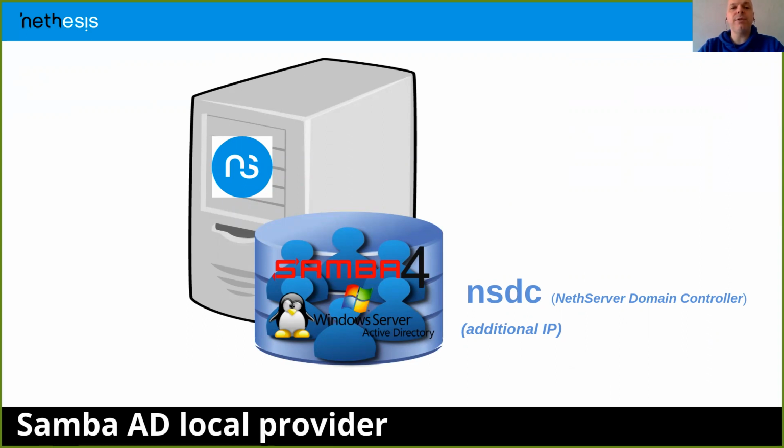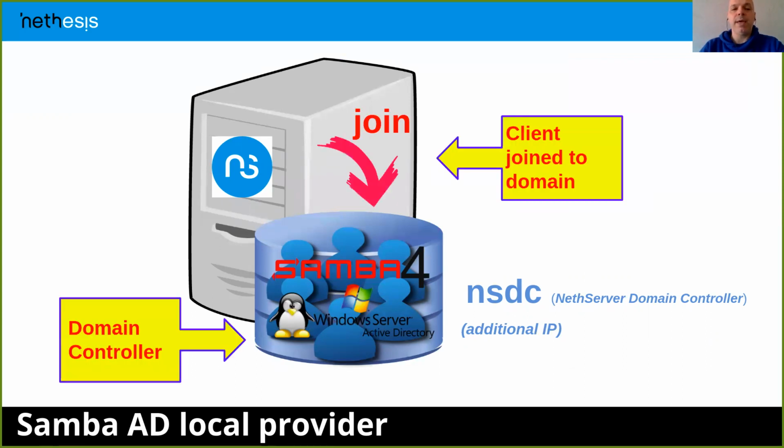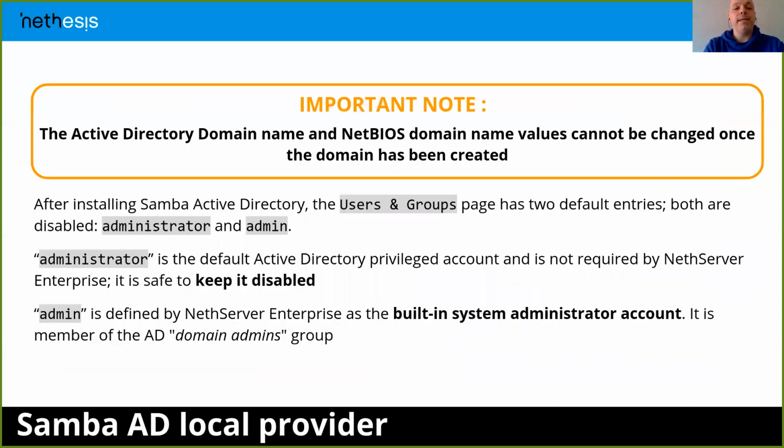The Active Directory configuration procedure might require some time to run. It creates the bridge interface, if needed, and the Linux container by downloading additional packages. At the end of the procedure, the NetServer Enterprise host machine automatically joins the new Active Directory domain. It's important to point out that the Active Directory domain name and NetBIOS domain name values cannot be changed once the domain has been created.